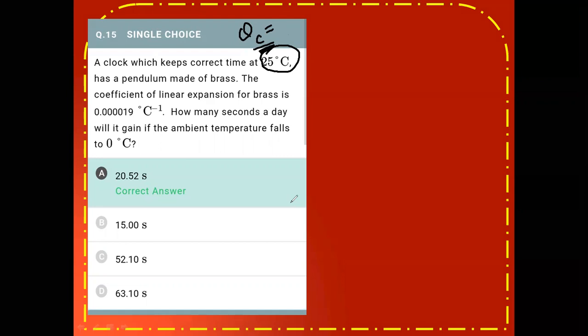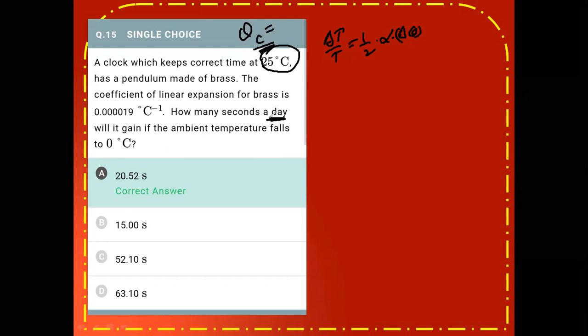Suppose if the operating temperature is less than the calibrated temperature, it moves fast because the length decreases, the time period decreases, so it will move fast. If the operating temperature is greater than the calibrated temperature, the length of the pendulum increases, the time period increases, so it will move slowly. Already I said the formula: delta T by T is half into alpha into delta theta. Now see here, how many seconds a day.